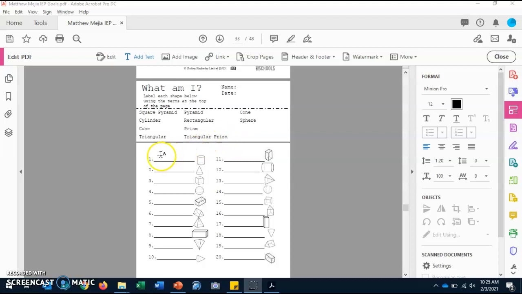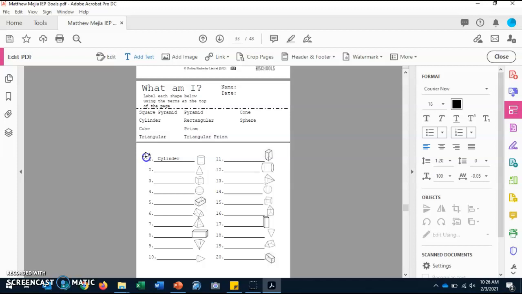To start off, I will do the first one with you. And can you identify this object right here? I'll give you a couple of seconds. Yes, good job. It is a cylinder.